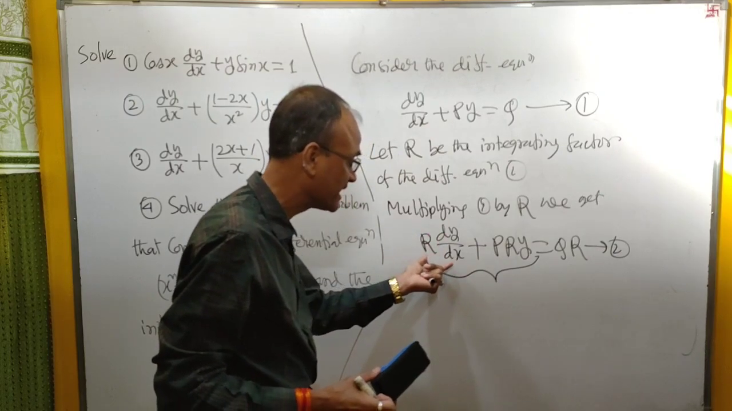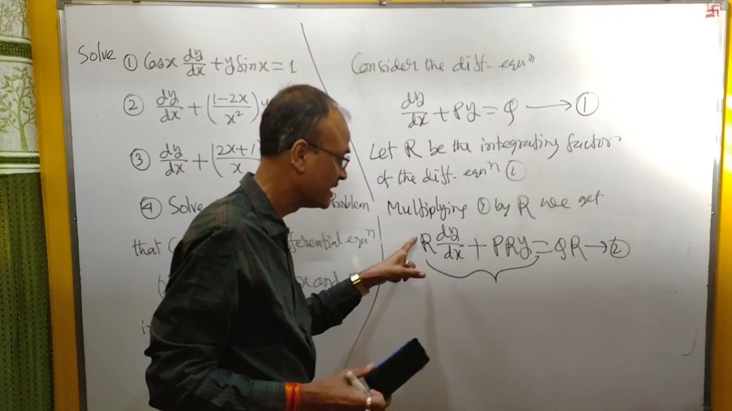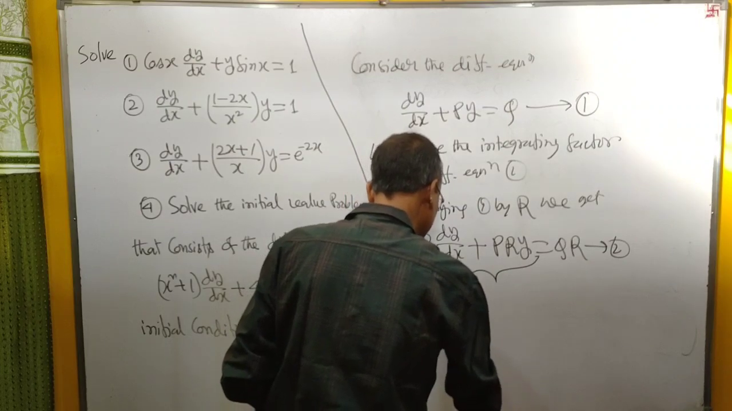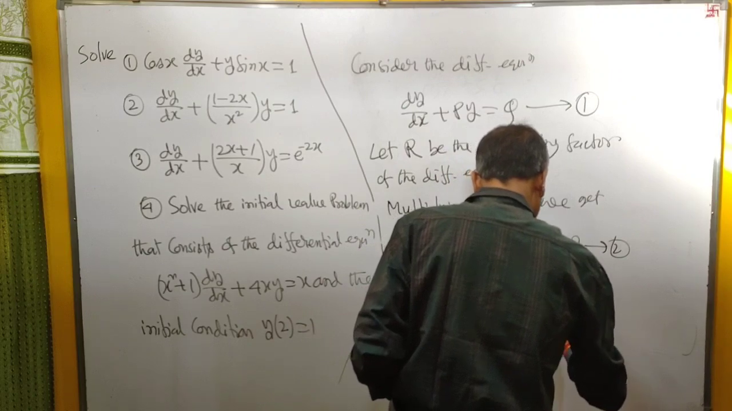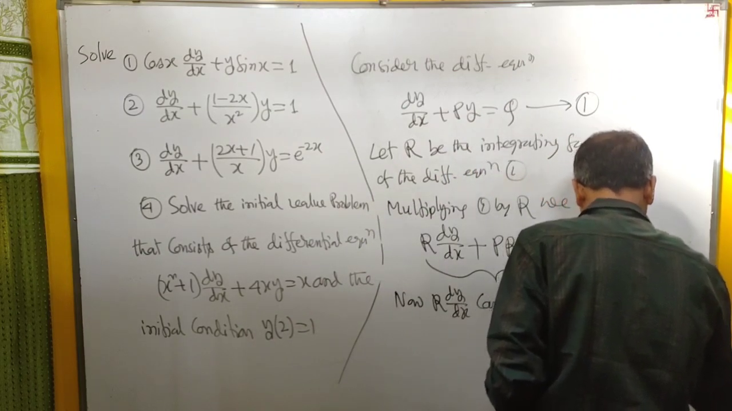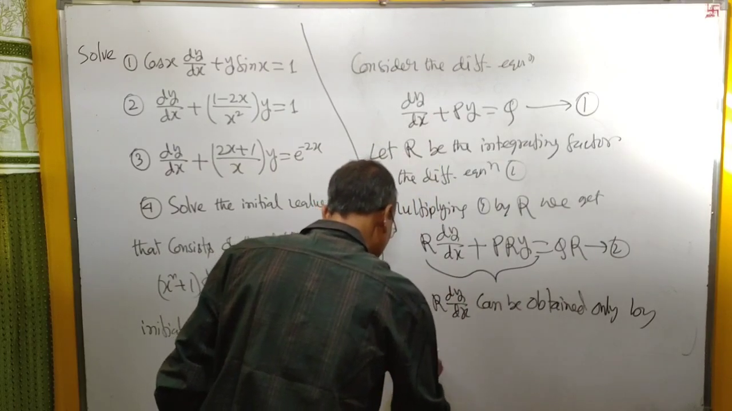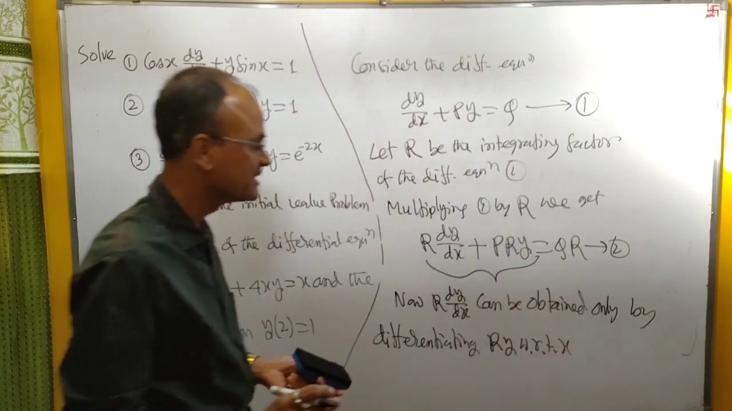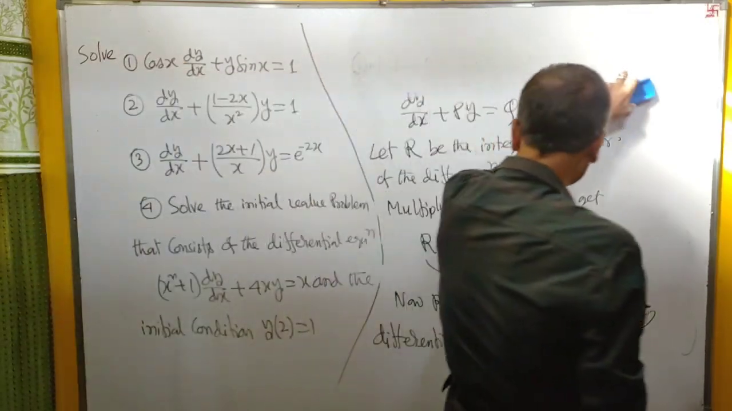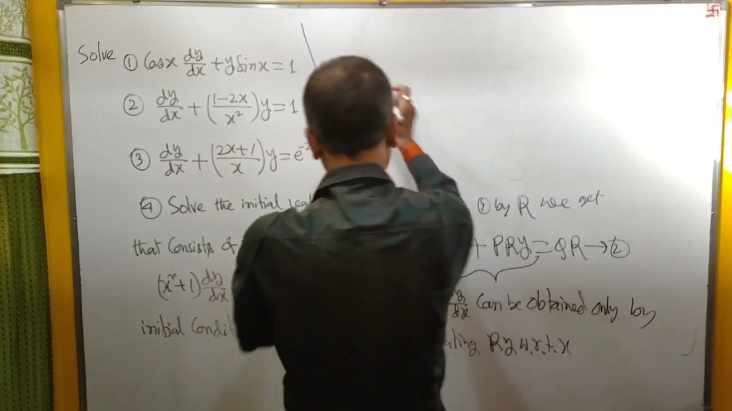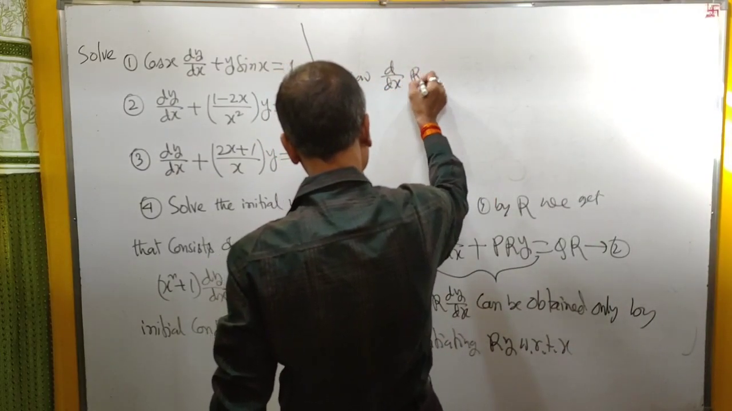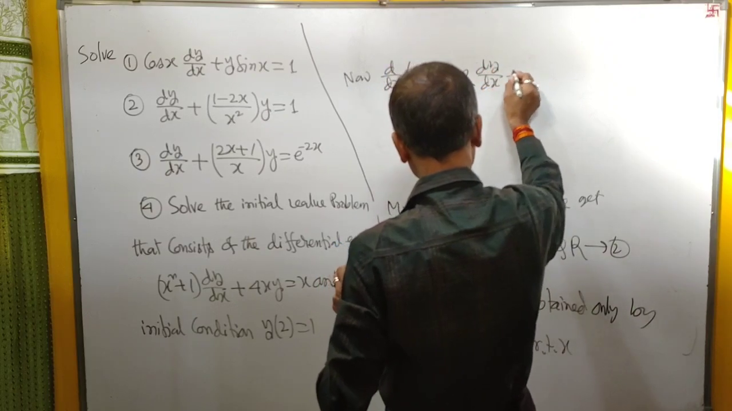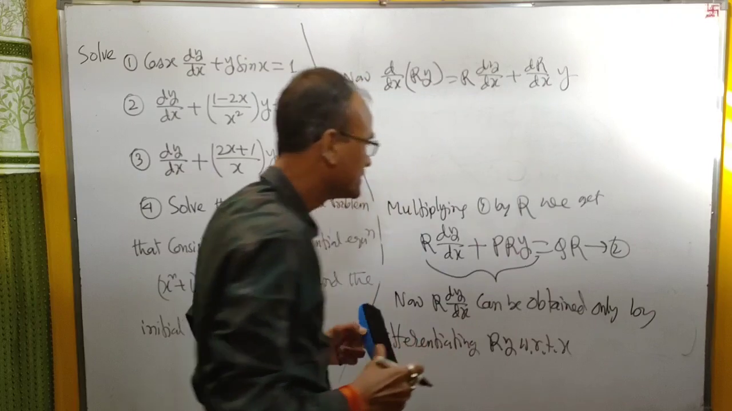Now r dy by dx can be obtained only by differentiating r y with respect to x. Now d/dx of r y, what will it be? Let us see. d/dx of r y is equal to r dy by dx plus dr by dx times y. This will be equation number 3.